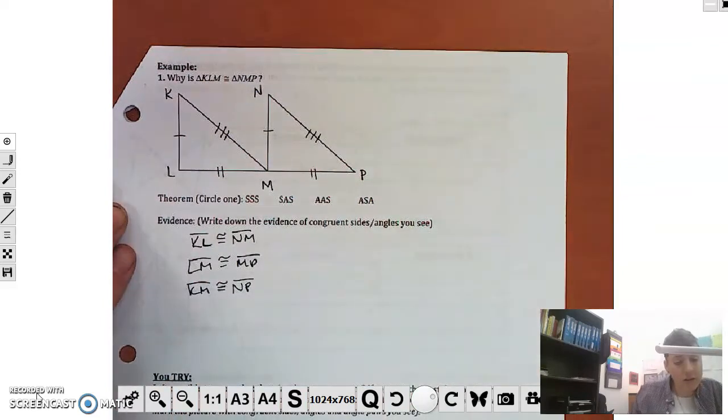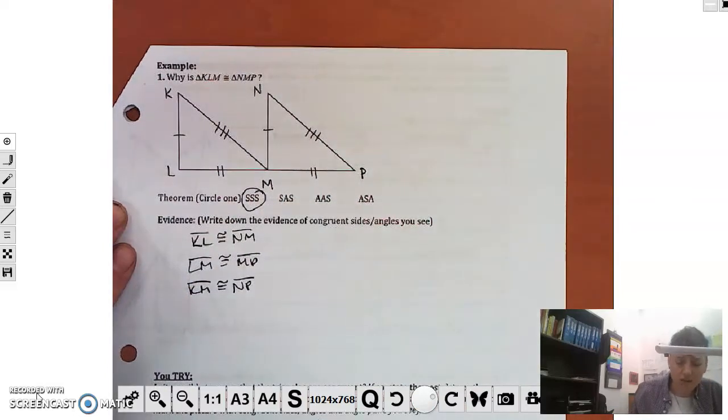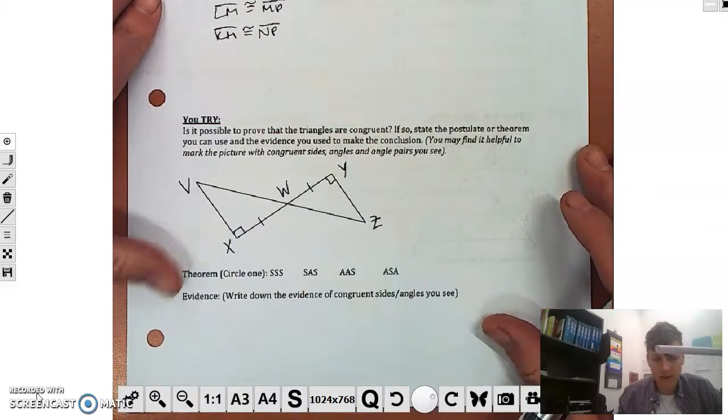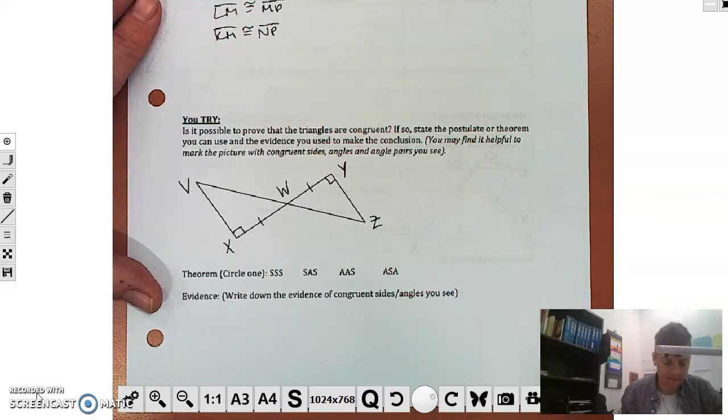So that looks like three pairs of sides that are congruent. Calling this one side, side, side for the win. Yes. Gonna give you a minute to try this one. Is it possible to show that the triangles are congruent? If so, state the postulate or theorem.